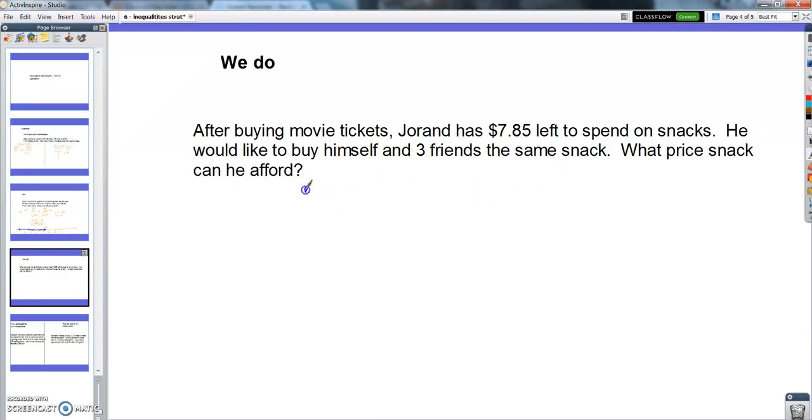So my situation here, I've got 2 expressions. He's got $7.85 to spend, and he needs to buy 4 snacks, himself and 3 friends. So 4 times the price of the snack, S. That all needs to be what? Less than or exactly $7.85. It's fine if he spends it all, let's assume. And it's fine if he spends less. So 4 times the snack price needs to be less than or equal to this expression of $7.85.